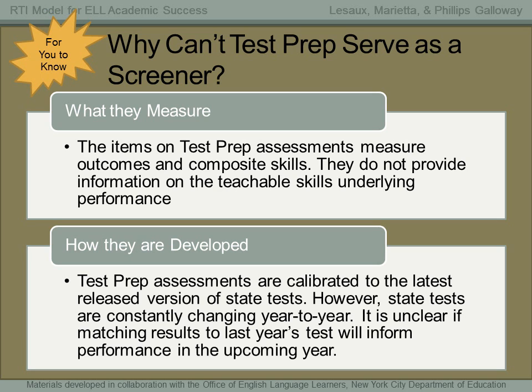First of all is what they measure. The items on test prep assessments measure outcomes and composite skills, like dunking the basketball, and they don't provide the information on the teachable skills underlying performance. If you have a student who's having a hard time uncovering the main idea, there could be so many reasons behind that. We don't know from the item type. We just know that they got it wrong.